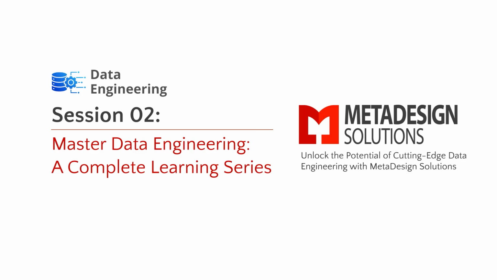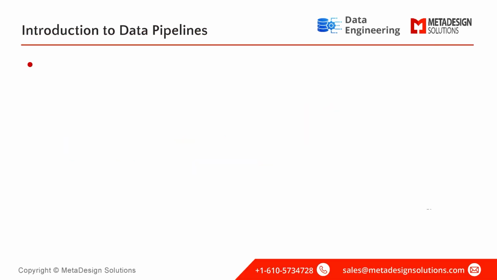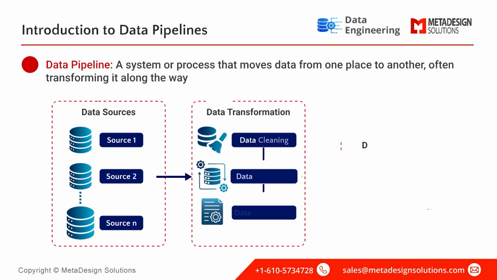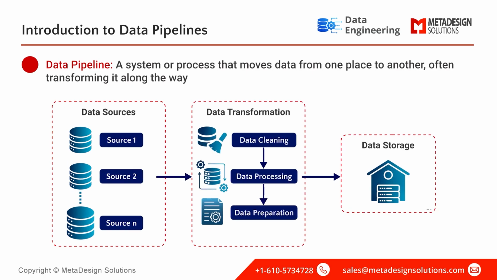In this video, we'll dive deep into one of the most essential concepts in data engineering, data pipelines. A data pipeline is a system or process that moves data from one place to another, often transforming it along the way. Imagine a factory assembly line. Raw materials go in, they are refined and assembled, and a finished product comes out. Similarly, data pipelines take raw, unprocessed data, clean and process it, and deliver it as ready-to-use information.